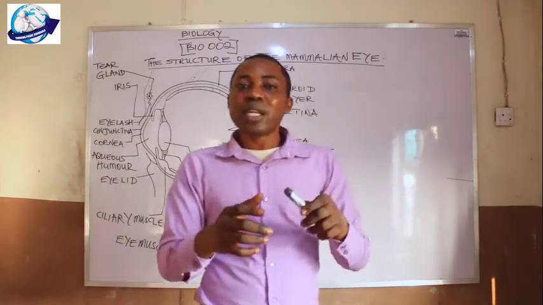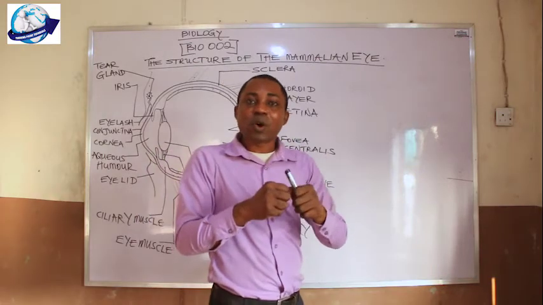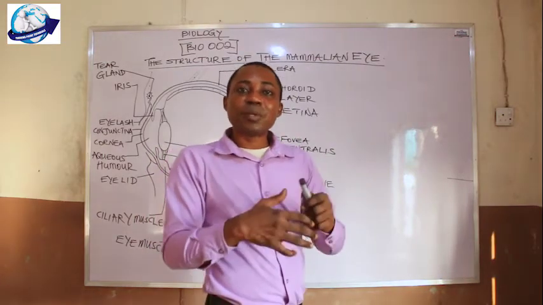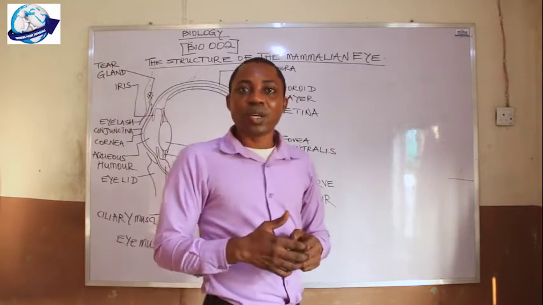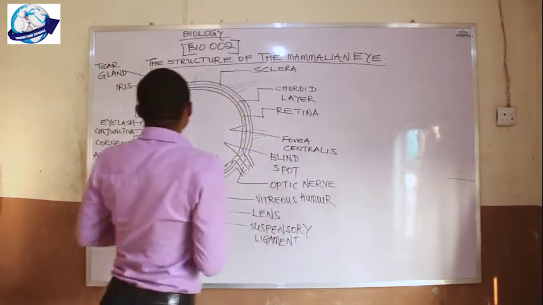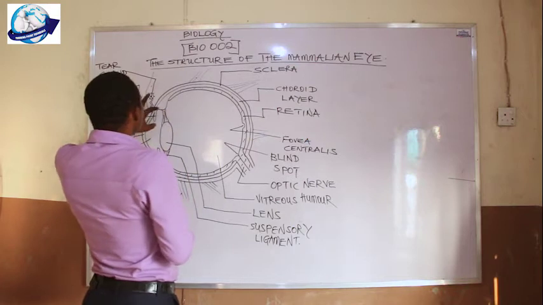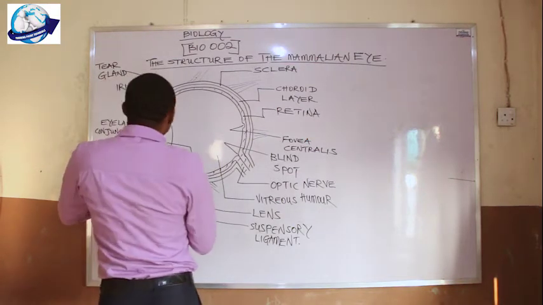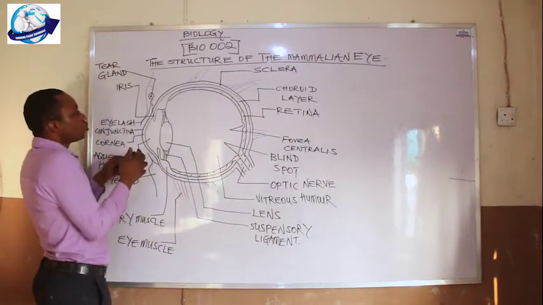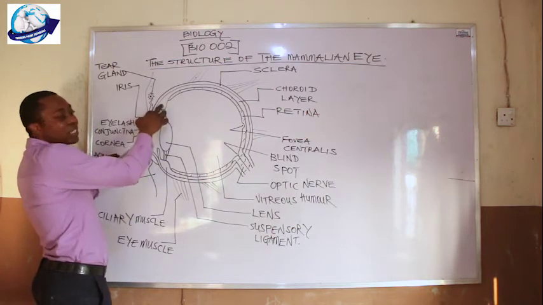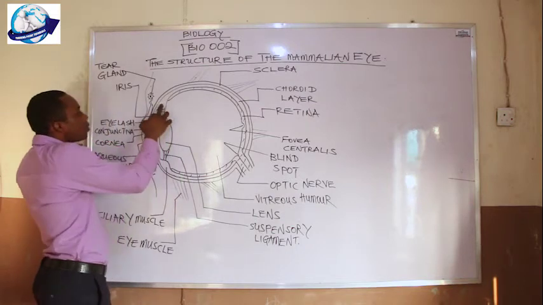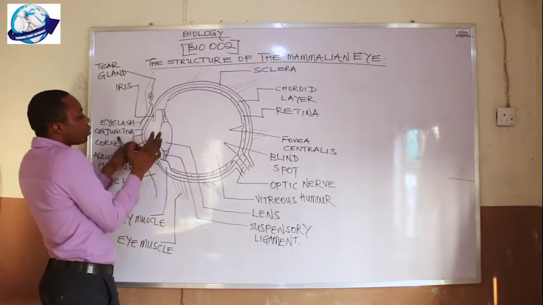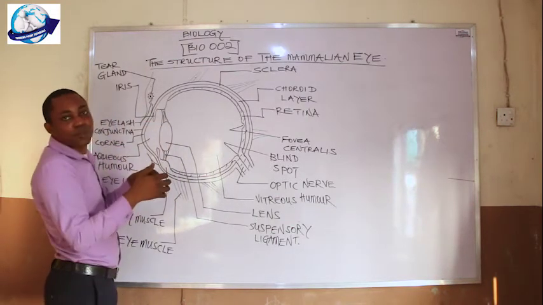If the length of the lens is being altered, then it will be able to carry out the work of accommodation. And when you consider the alteration of the length of the lens, you will know quite well that it is the work of the ciliary muscle that is responsible for doing that.